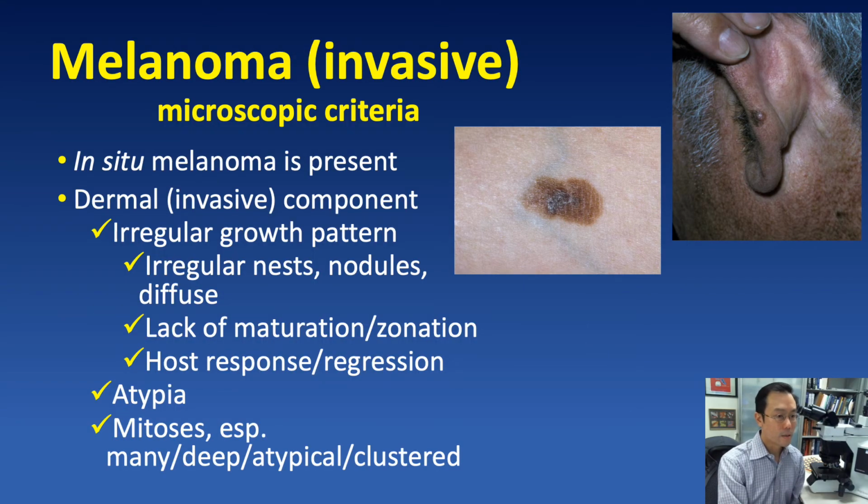Invasive melanoma, or simply melanoma if not otherwise specified, refers to melanoma that has gone beyond the basement membrane of the dermal-epidermal junction and invaded the dermis. Most of the appearances here can be described as being in direct opposition to the typical appearances of a nevus. So rather than orderly, we have irregular growth with irregular nests, nodules, even diffuse patterns of growth, a consistent lack of maturation, and often a prominent host response or even regression. Cytologic atypia is present as a rule, and most examples will show dermal mitotic activity.